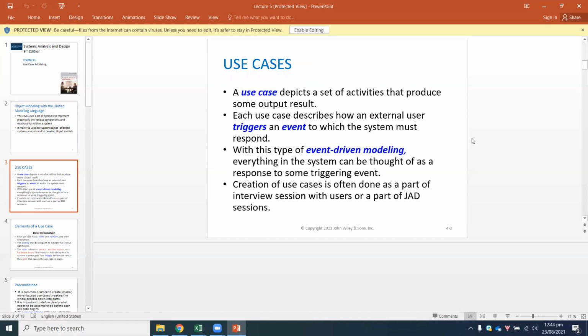Now, one of the most famous or frequently used UML diagrams is use cases. So a use case is a type of UML diagram. Now, a use case depicts a set of activities that produce some output result. Each use case describes how an external user triggers an event to which the system must respond. With this type of event-driven modeling, everything in the system can be thought of as a response to some triggering event. Creation of use cases is often done as a part of interview sessions with users or as a part of JAD sessions.